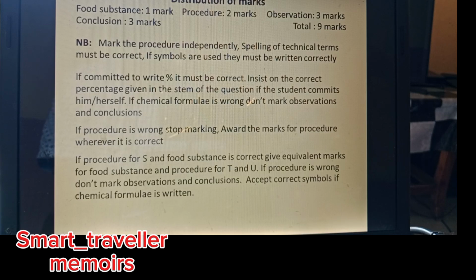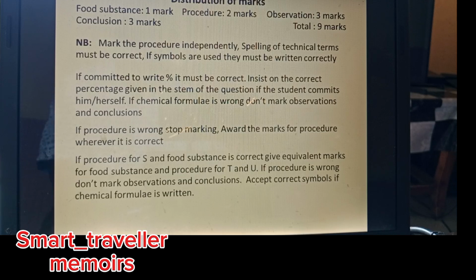If you commit yourself to write percent, it must be correct. Insist on correct percentage given in the stem of the question if the student commits him or herself. If chemical formula is wrong, don't mark observations and conclusions. So there we are saying, if you say sodium hydroxide without writing the percentage, followed by copper sulfate, that's correct. But if you commit yourself with the percentages, it must be 10% and 1%.